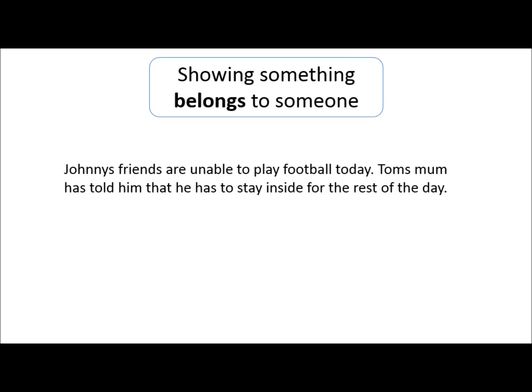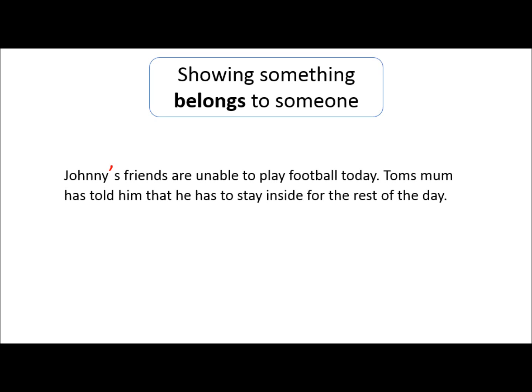Now in our next example, we are looking at how apostrophes are used to show something belongs to someone. In this sentence, Johnny's friends are unable to play football today. The friends belong to Johnny, and so we need an apostrophe before the S to show that the friends belong to Johnny. In the second sentence here, Tom's mum has told him that he has to stay inside for the rest of the day. The mum belongs to Tom, and so we need an apostrophe before the S in Tom's to show that the mum belongs to Tom.